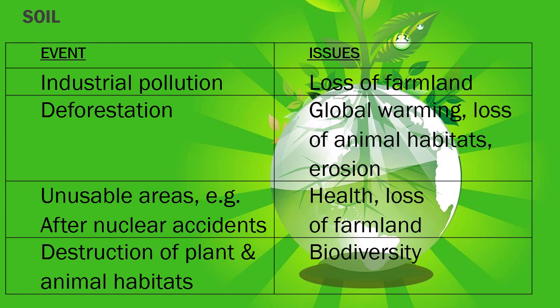And so there's a loss of farmland. Deforestation, which is causing global warming, loss of animal habitats, and erosion. And unusable areas after things like nuclear accidents or military training grounds, and this is causing health and loss of farmland issues as well. And destruction of plant and animal habitats, this is a biodiversity issue.